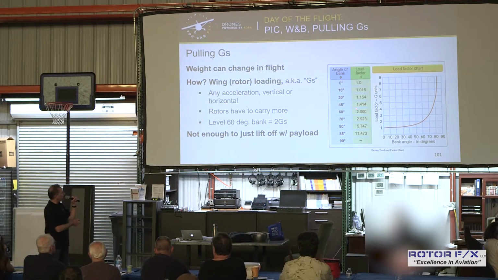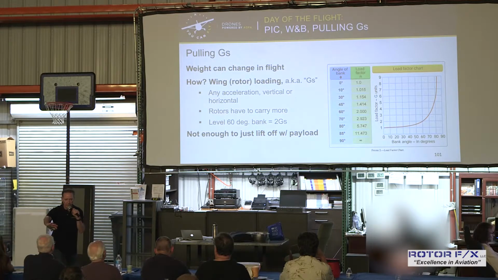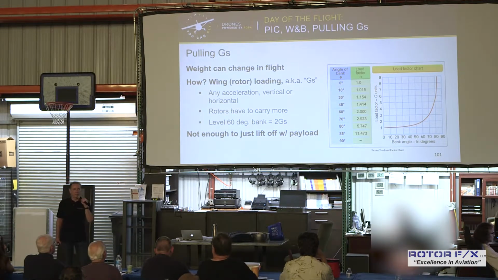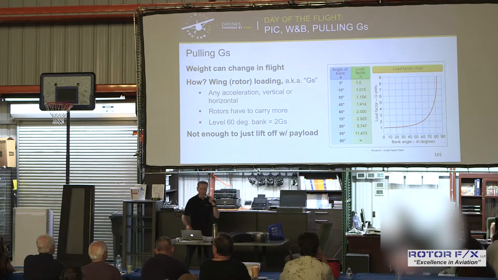What is 45? It's 1.4x. So at 45 degrees, if you're banking at a 45-degree angle like this, you've got a downward-outward force pulling on your drone of 1.4. So something to think about. Just be aware of these load factors and how they can impact your performance and handling characteristics.